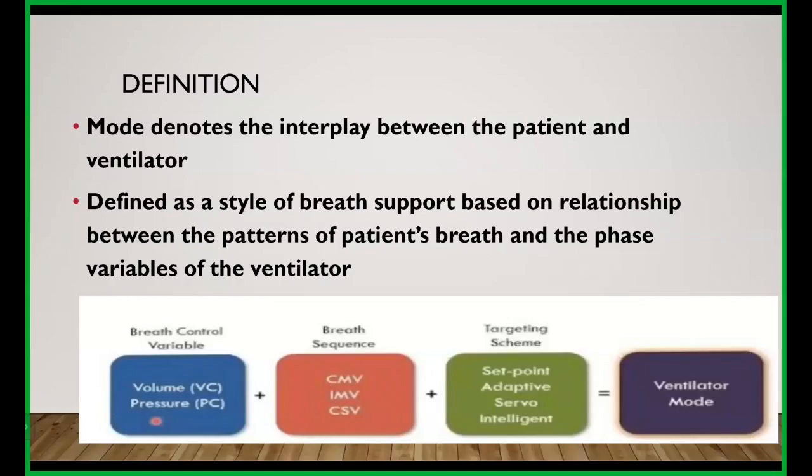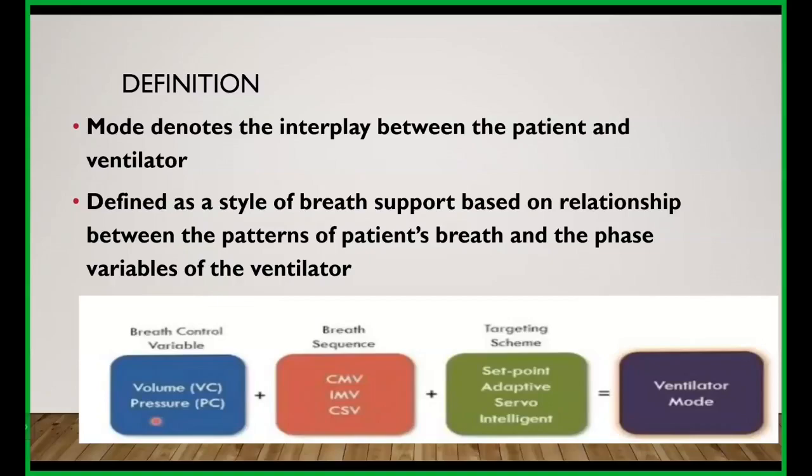In breath control variable, you have volume control and pressure control. Whereas in breath sequence, you can say whether it is a mandatory ventilation or a spontaneous ventilation, whether it is continuous or intermittent. Targeting schemes are mainly oriented towards the advanced modes of ventilation. You can have more types of targeting schemes like set point, adaptive, servo, intelligent, optimal, dual variable, bio. All these depend upon the signals sensed by the ventilator and the response given by the ventilator, which is based on the closed loop system.